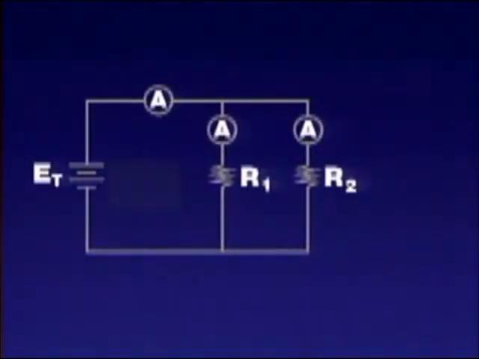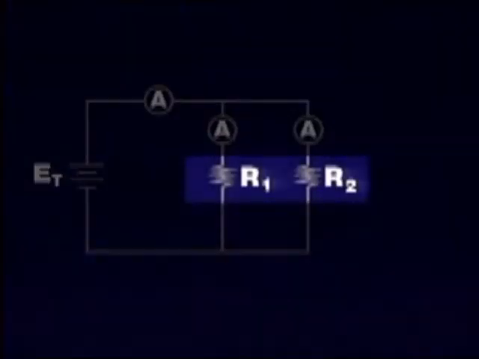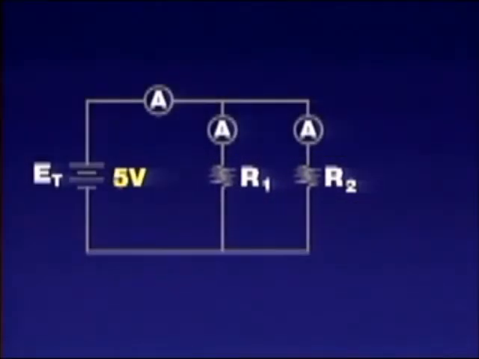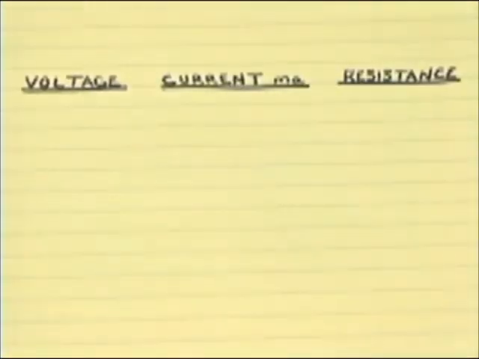Referring to the schematic, 3 ammeters will be connected to the circuit. One to measure total current, and one in each of the 2 branches to measure individual branch current. In addition, the resistance in the 2 branches will be rated at 1,000 ohms each. Finally, the total voltage being supplied will be 5 volts. To begin, first make sure that the power supply is off. Next, get a notepad so that you can record your observations. Make 3 columns, one each for voltage, current, and resistance.